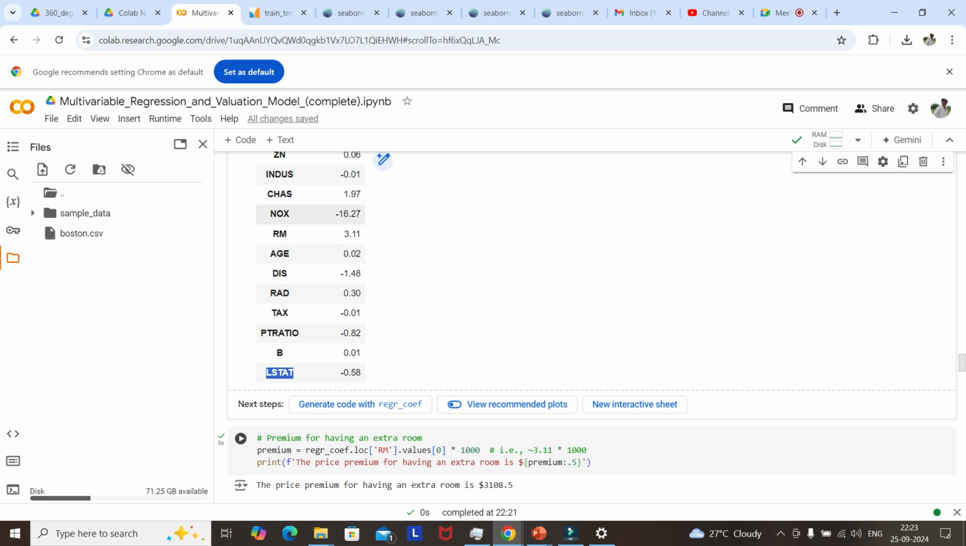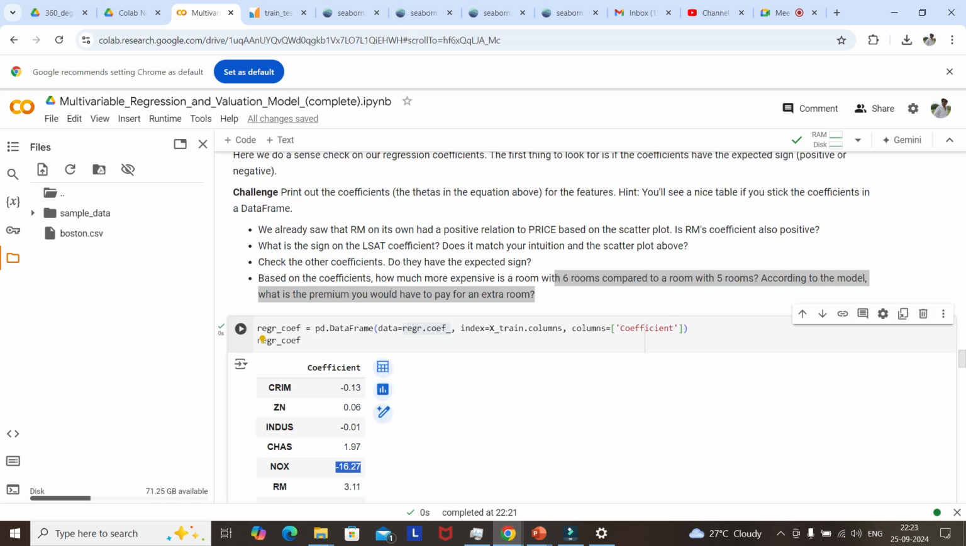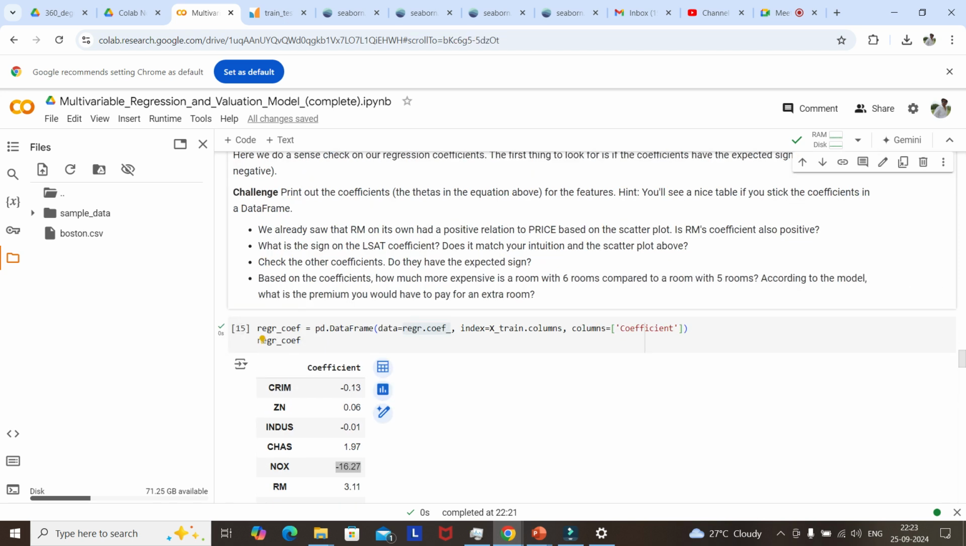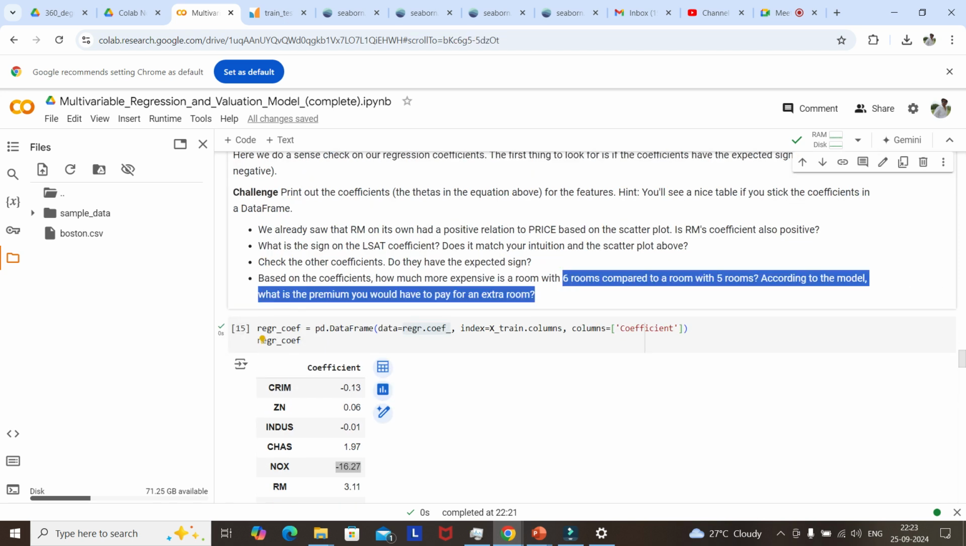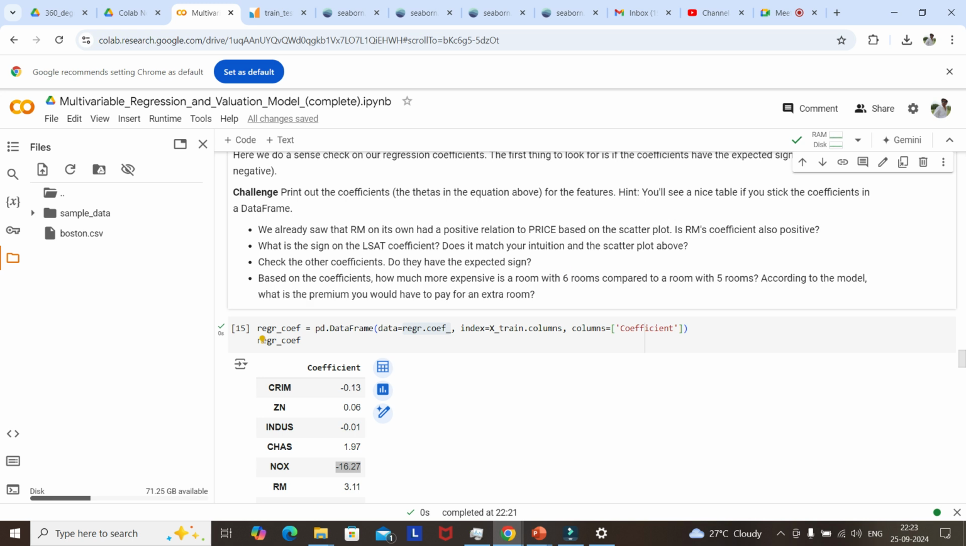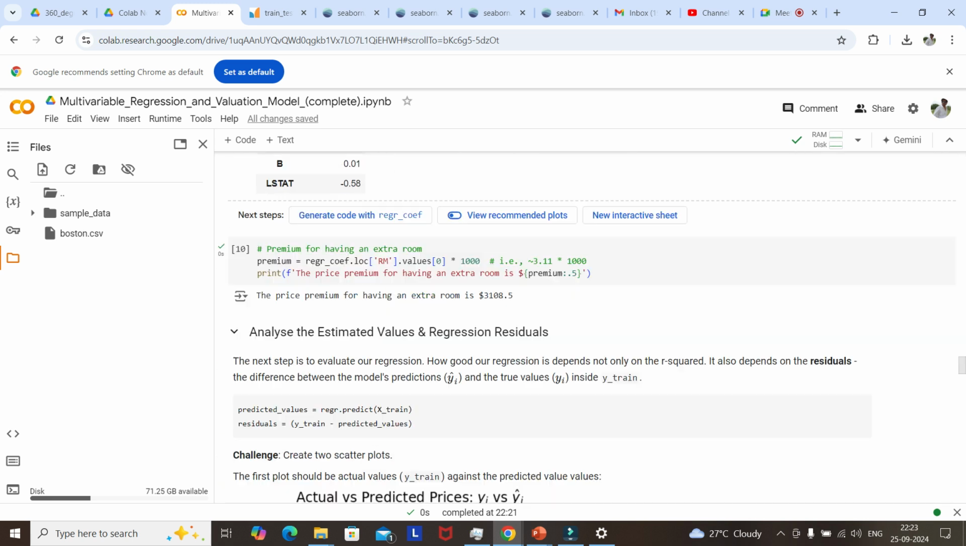Even with nitrous oxide, when the pollution is less, then only it will have more price. So the nitrous oxide coefficient is -6. Now they have asked about 6 rooms. Okay, 5 rooms according to the model. So here we can predict.